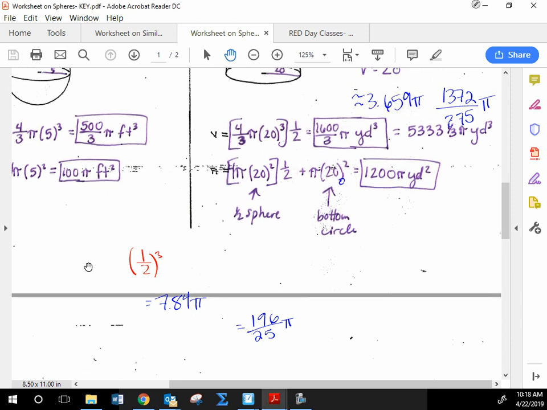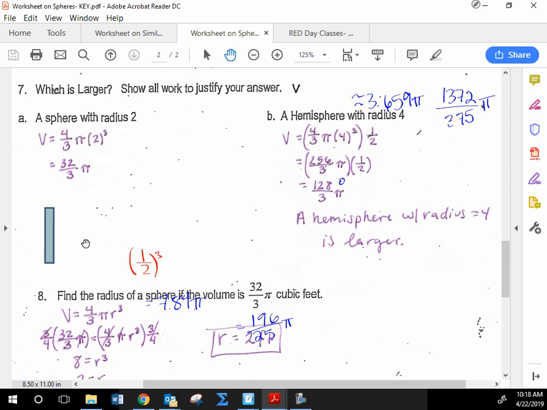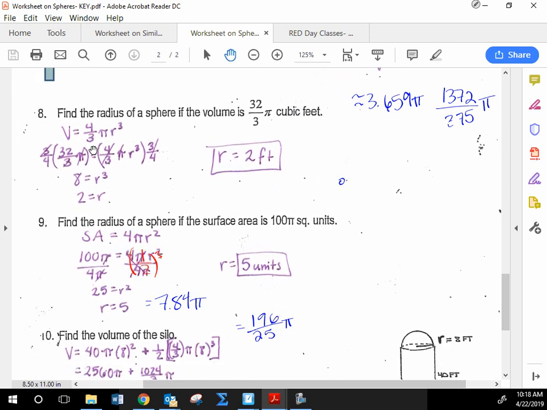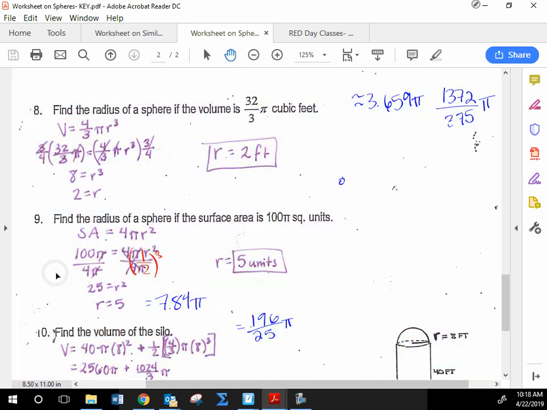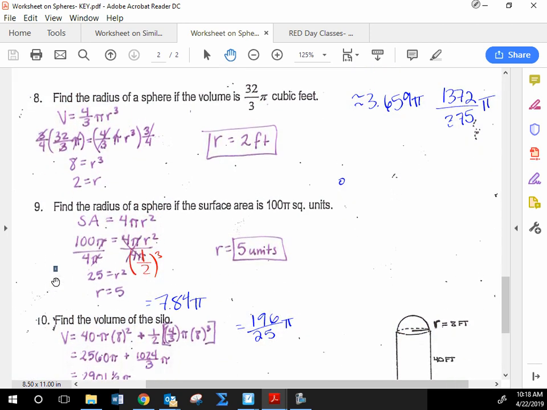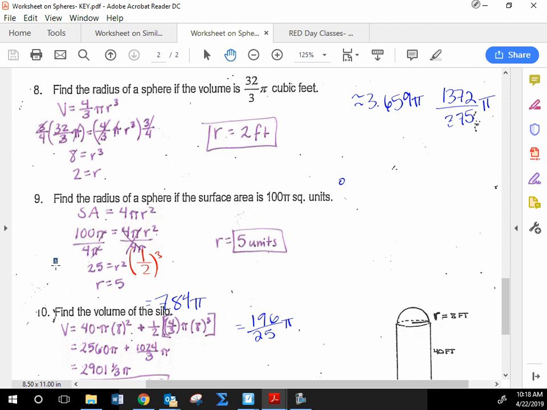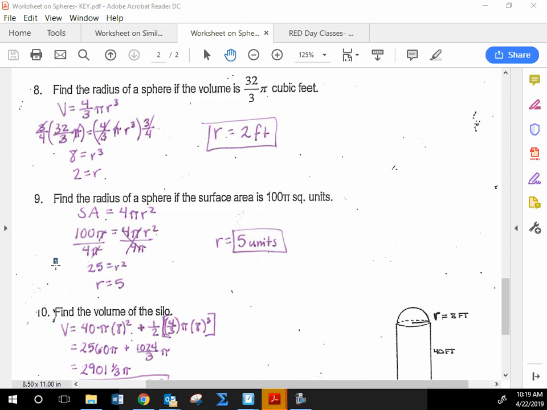Alright, so let's go take a look at the back side. Now, I know you didn't have to do number 9, but number 9 is pretty similar to 8 in that I'll ask you to find something else given the volume or given the surface area. So it's very similar to 8. Just set up your formula, plug in what you have, and solve for what's left. Those are good types of questions. Alright, do we have questions on 8?